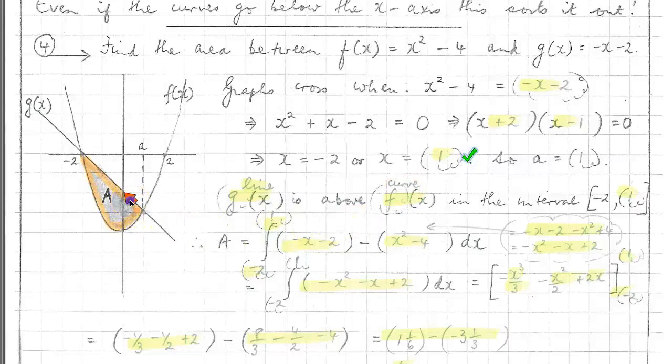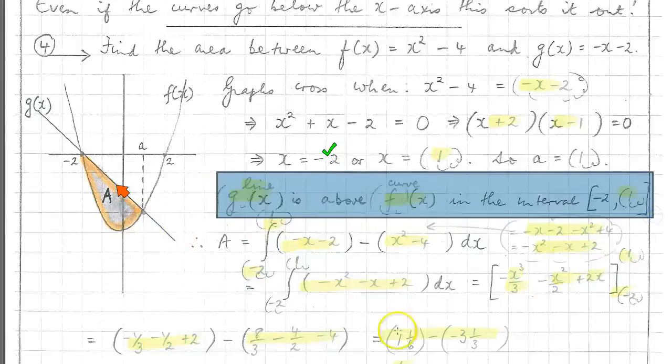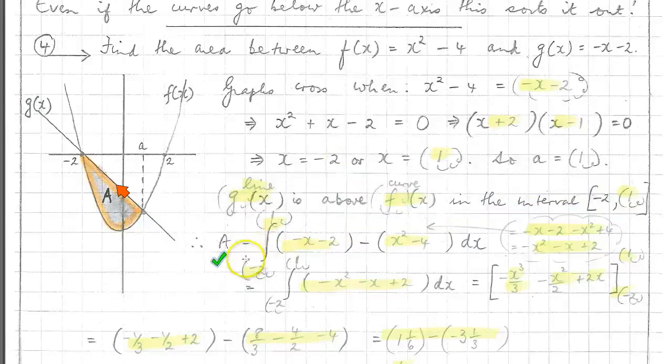So, where I've got little a there on the graph, that's going to be x equals 1. And the other one is at x equals minus 2. It's actually on the x-axis where they cross as well. Now, which curve is above which between minus 2 and 1? Yes, the line, which I've called g of x, is above f of x between those two limits in the interval minus 2, 1.